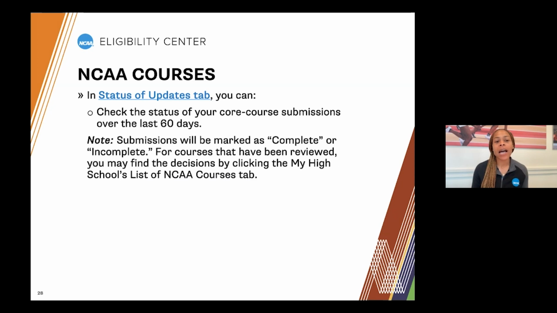Now, on the status updates tab in the portal, you can check on the status of your core course submissions over the last 60 days. Now, we do want to make sure to note that submissions will be marked as complete or incomplete. For courses that have been reviewed, you may find the decisions by clicking on the high school's list of NCAA courses tab.